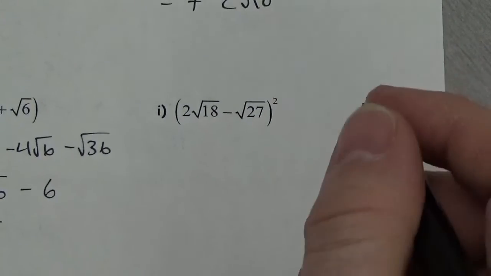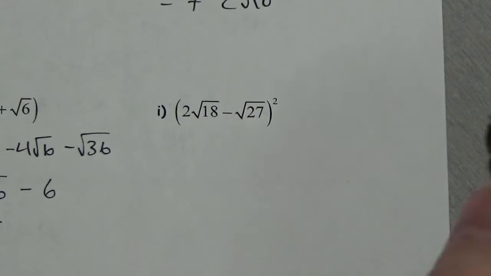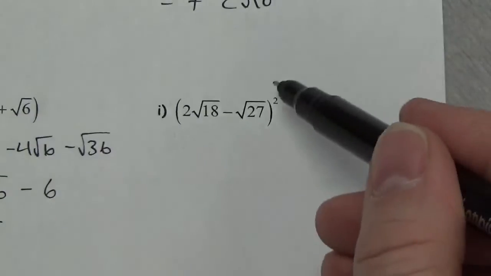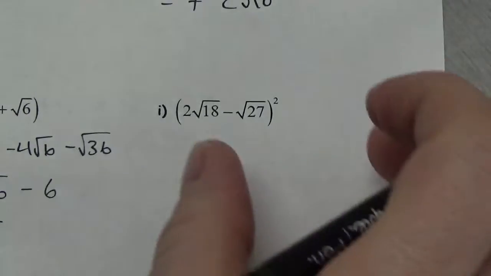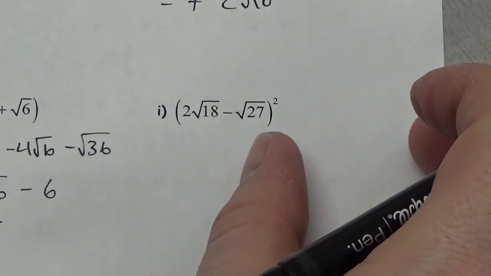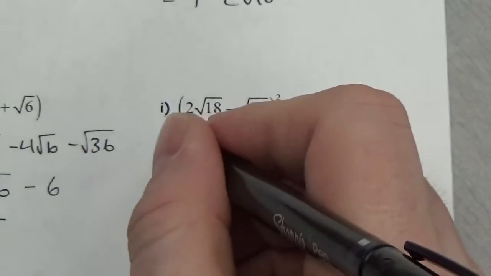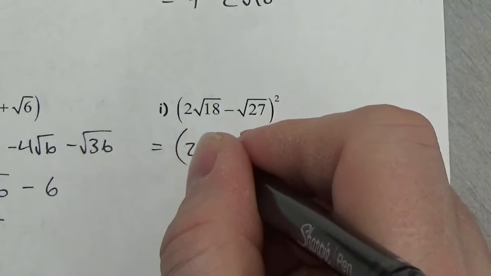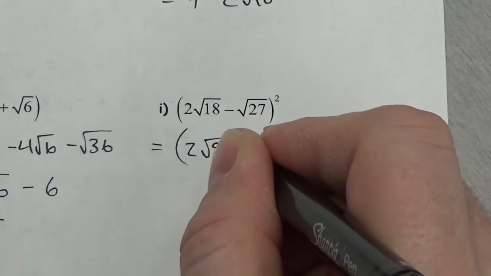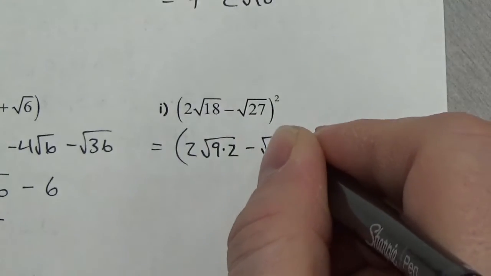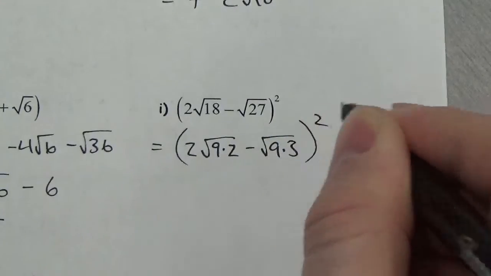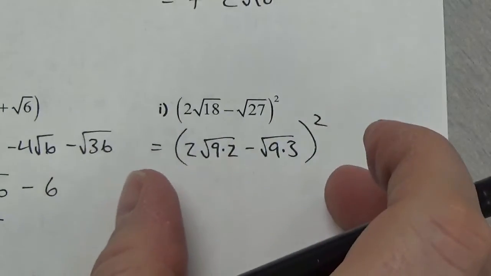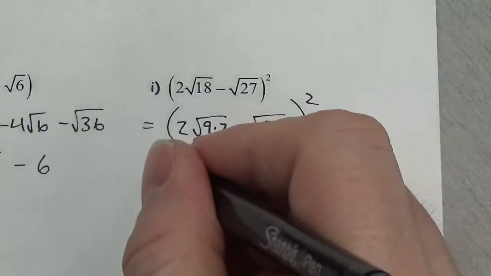And now finally, we're going to look at 2 root 18 minus root 27, squared. Now, I recognize that square, and so I know I'm going to copy this binomial out to do the multiplication. But before I get there, I can see that I can simplify these. So this is going to be 2 root 9 times 2, minus the square root of 9 times 3. And I'm going to deal with what's inside the parentheses first.